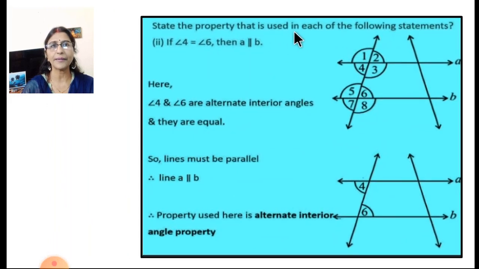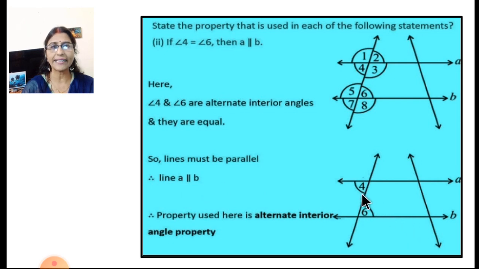Again we have to state the property that is used here. The question is, if angle 4 is equal to angle 6, then A is parallel to B. So here they have given angle 4 is equal to angle 6. How will you write? Here you can see angle 4 and angle 6 drawn separately. Which kind of angles are formed here? They are alternate interior angles. And it's given in the question that they are equal. So alternate interior angles are equal, so the lines must be parallel. Therefore, line A is parallel to B.